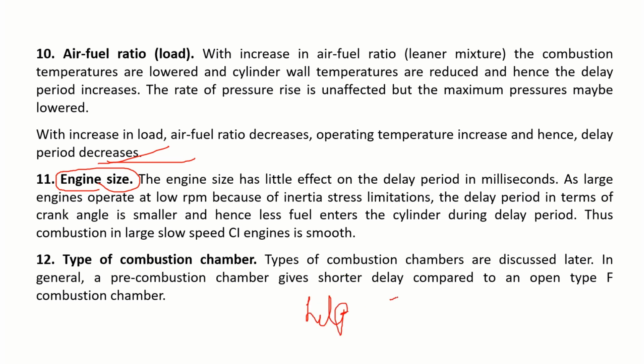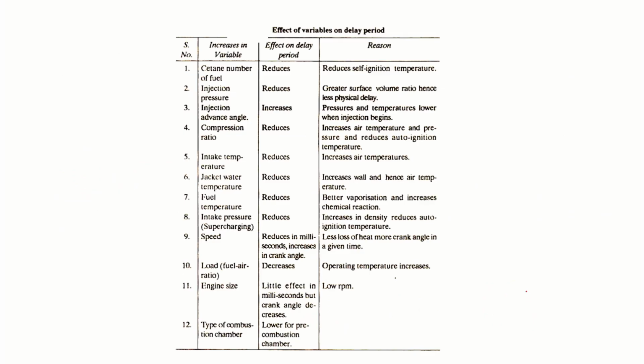So that is where we have direct injection, DI, and IDI type, indirect injection. If we create a lot of turbulence, definitely it will reduce the physical delay. That way it will help. So here I have listed out the variables which can affect the ignition delay, so that diesel knock can be reduced and we can make the engine run very smoothly.